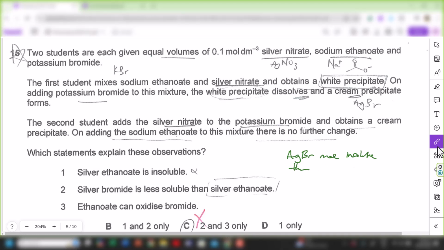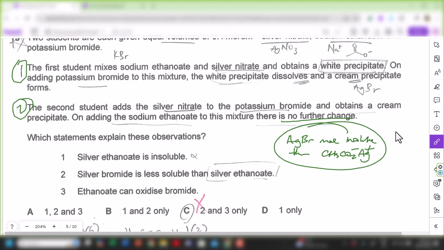Okay, I'm going to write it here, CH3CO2⁻ Ag⁺. The second student adds silver nitrate to potassium bromide, so I'm going to get silver bromide. And then when I add sodium ethanoate, no further change. So 1 and 2 also prove this. So which statement explains?